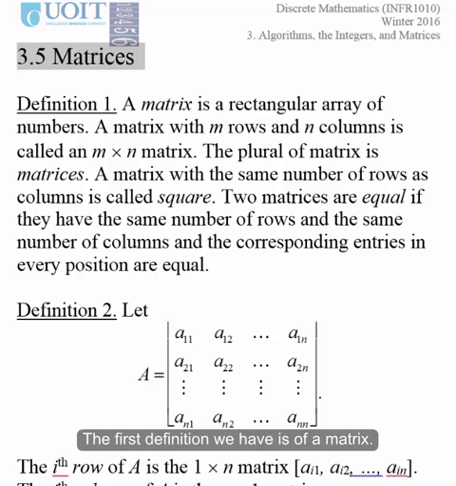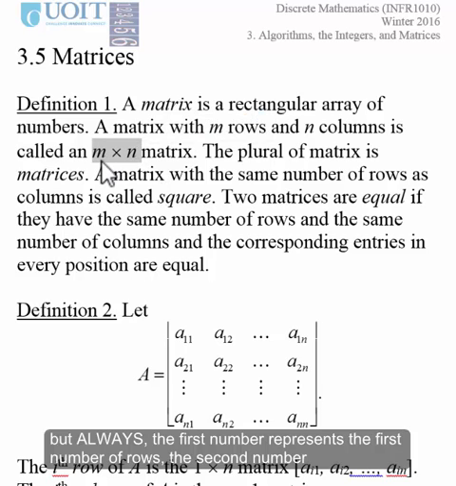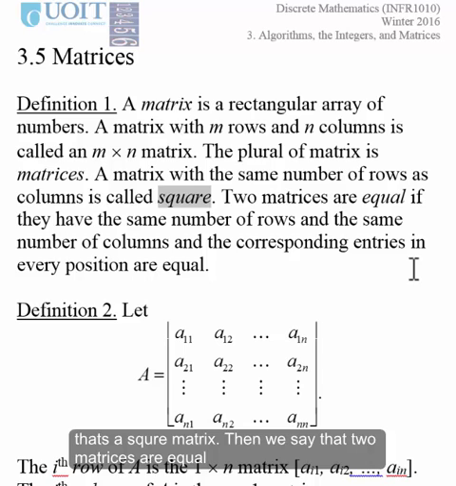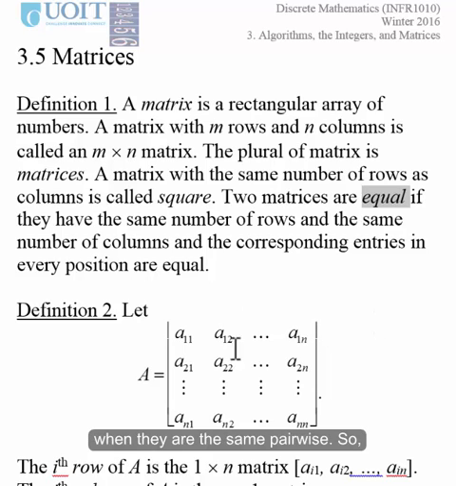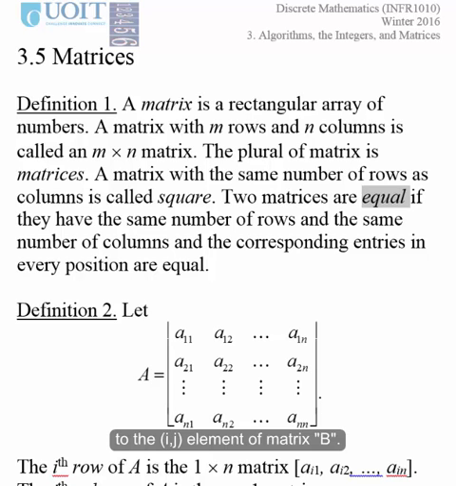So the first definition we have is of a matrix. A matrix is a rectangular array of numbers. So you have m rows and n columns. Always, the first number represents the number of rows. The second number represents the number of columns. If these two numbers are the same, then we call that matrix a square matrix. And we say that two matrices are equal when they are the same pairwise. So the ij element of matrix A is equal to the ij element of matrix B.